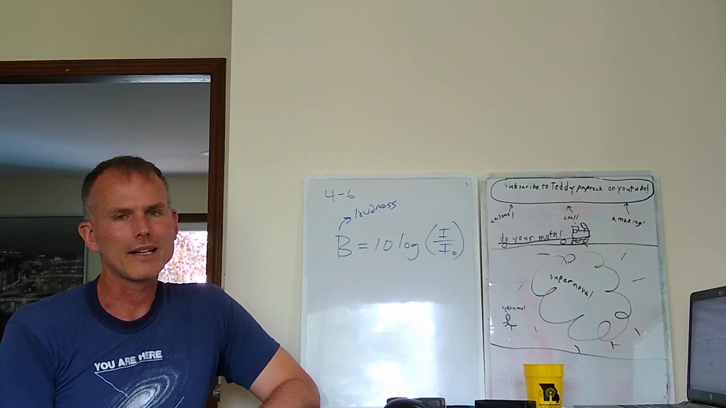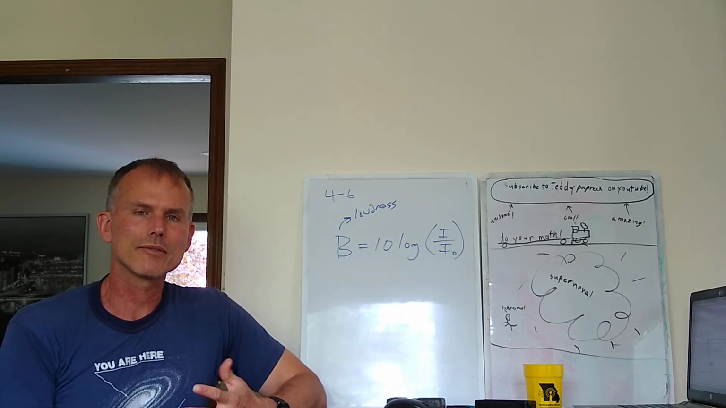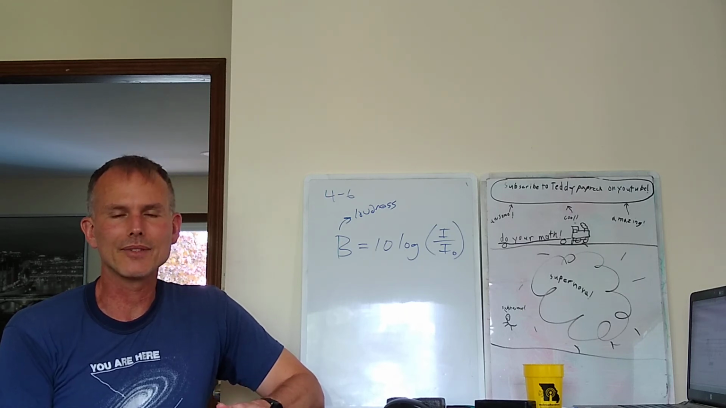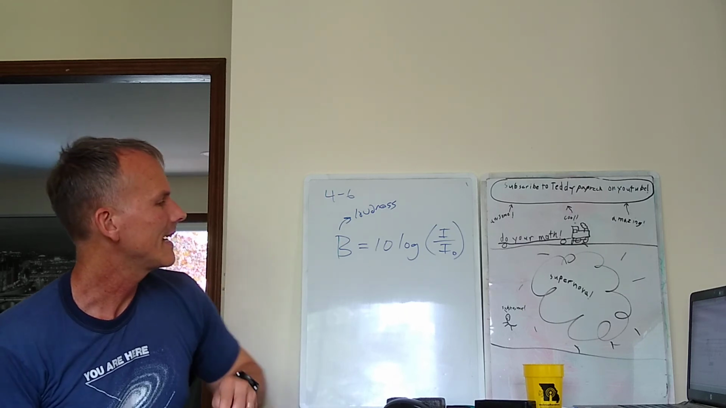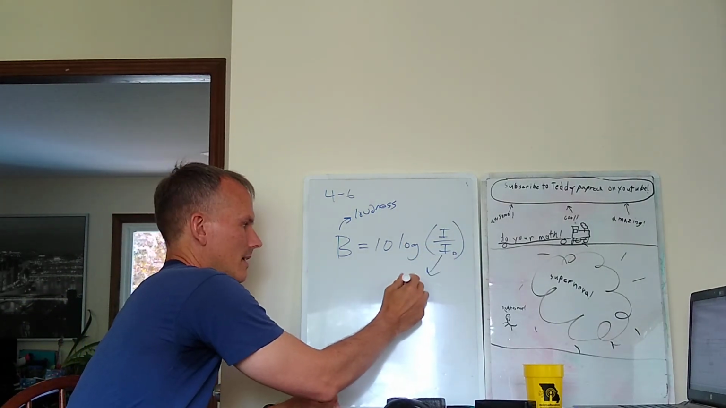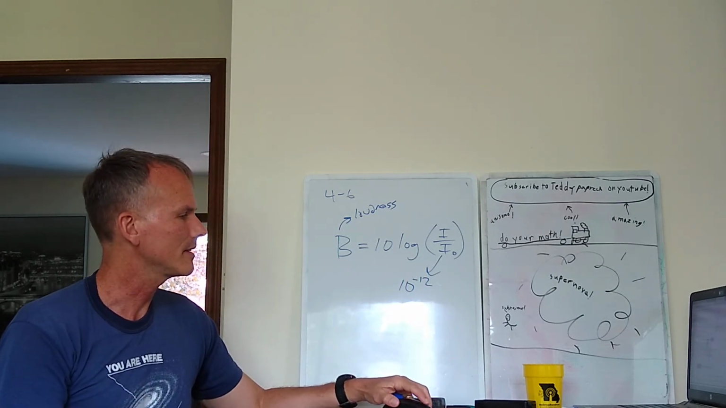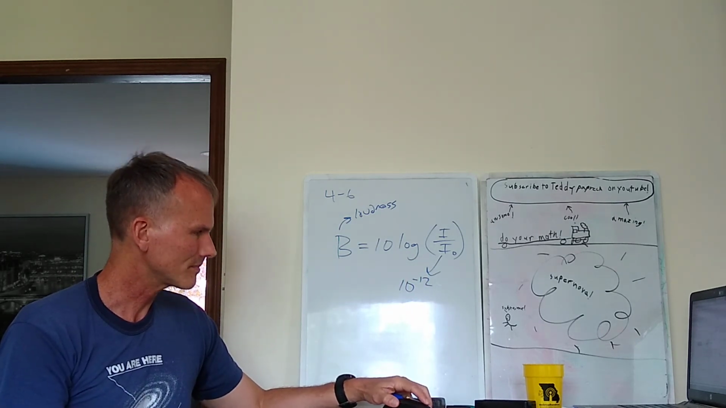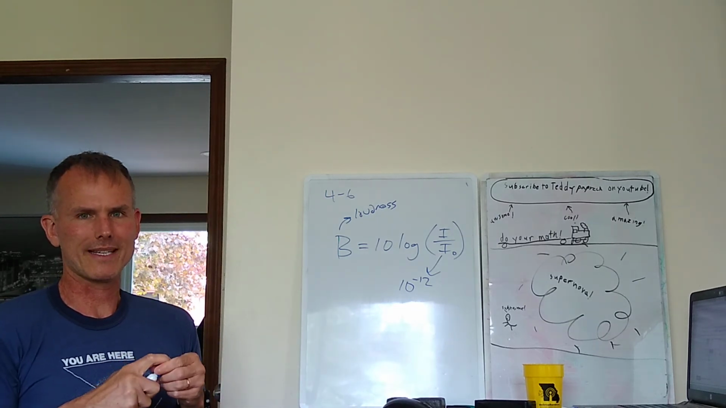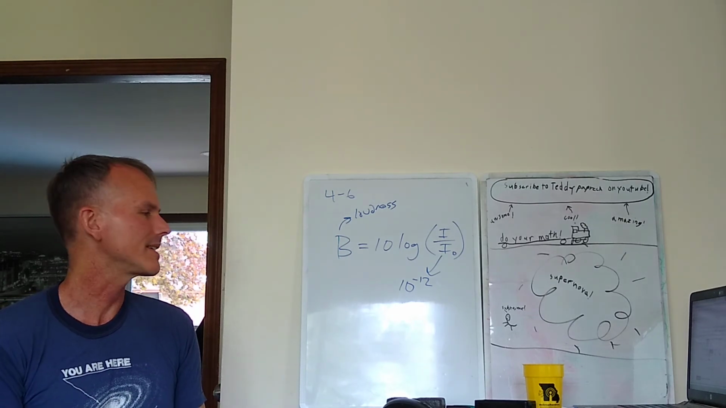All right, so what is I naught? I naught is what's considered the threshold for human hearing. So it's the softest sound that the human ear can hear. And I naught, in this case, is 10 to the negative 12th. And let me talk about the units. The units there are in watts per square meter. The intensity of sound is measured in watts per square meter.